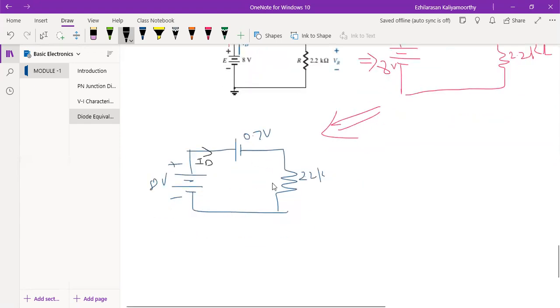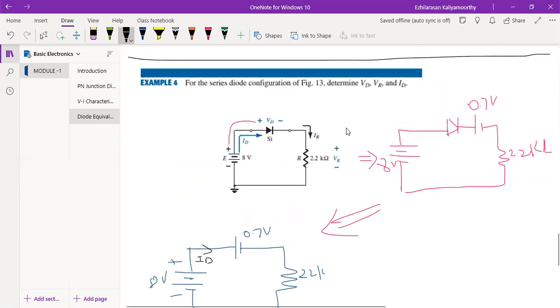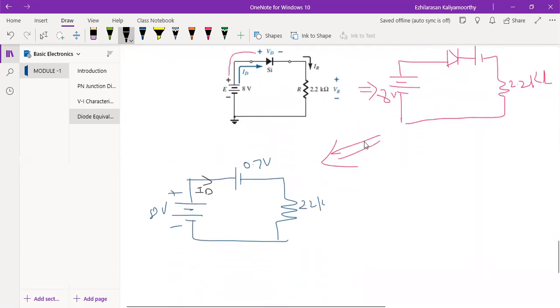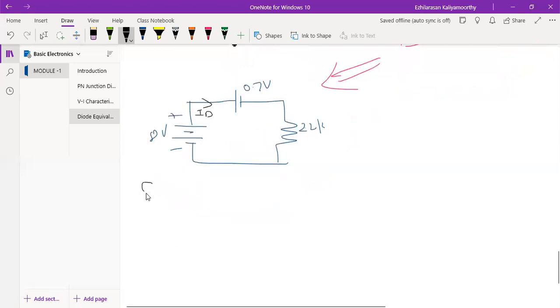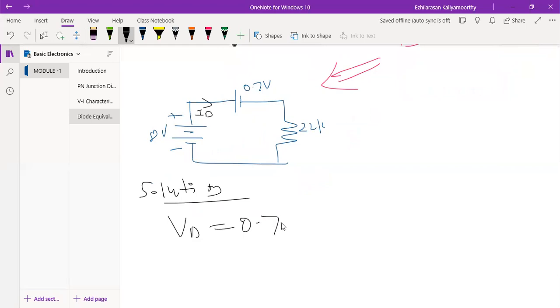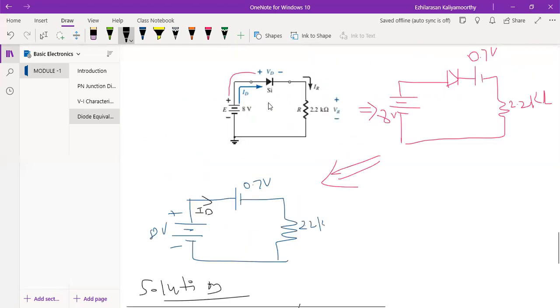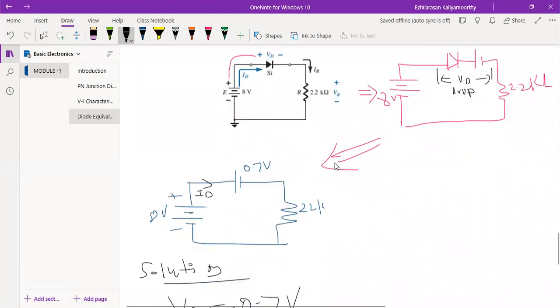Now what will you do from this? What are the questions they asked? Determine VD. VD means what? The voltage drop across the diode. The voltage drop across the diode is what? Very simple. I can write from the question only. VD is equal to 0.7 volt. That is the voltage drop across the diode because this is the drop, correct? Equivalent diode. If I say VD, that is the drop. So it's nothing but 0.7 volt.